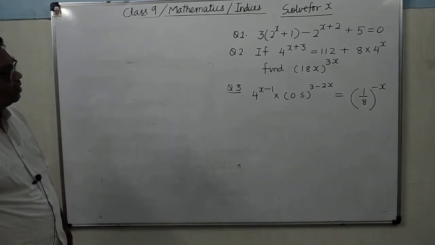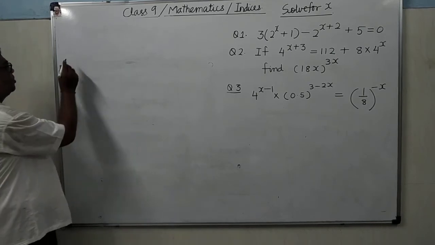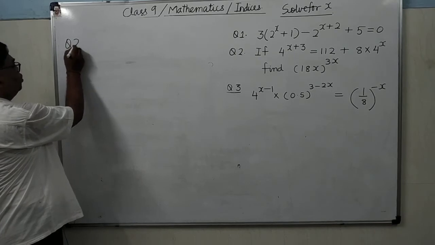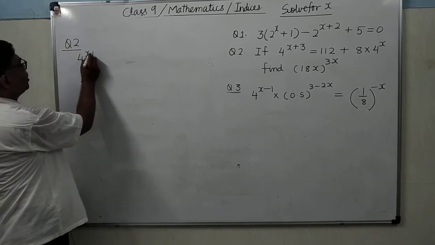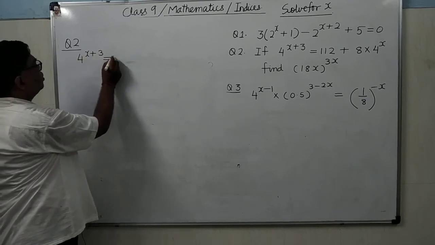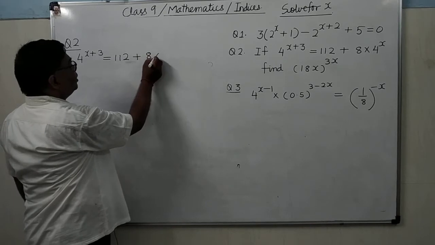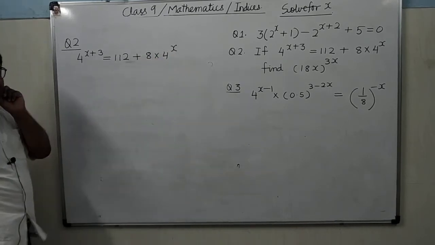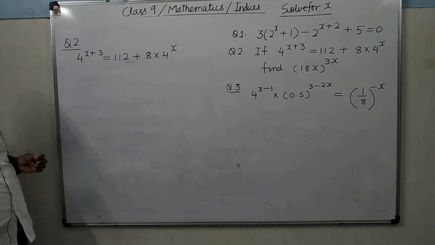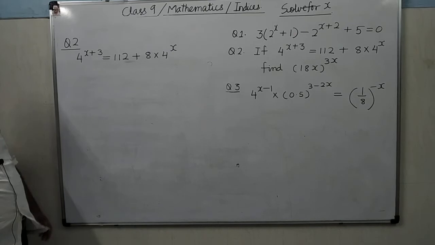After this I can take question number 2. Here, question number 2: 4 to the power x plus 3 equals 112 plus 8 into 4 to the power x. Now how will you do? You have to solve this question.